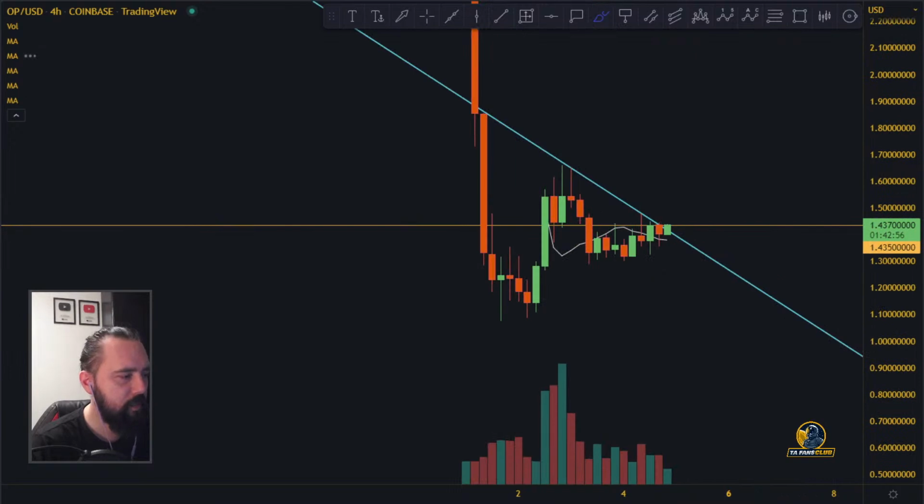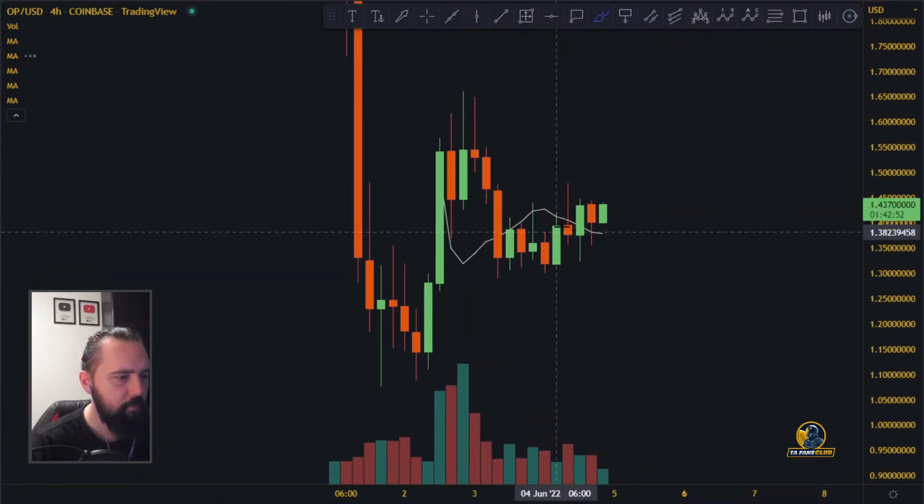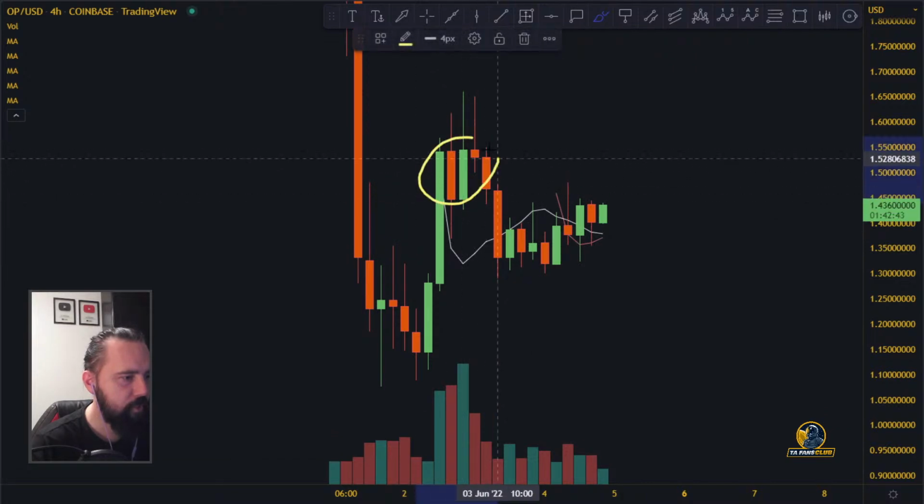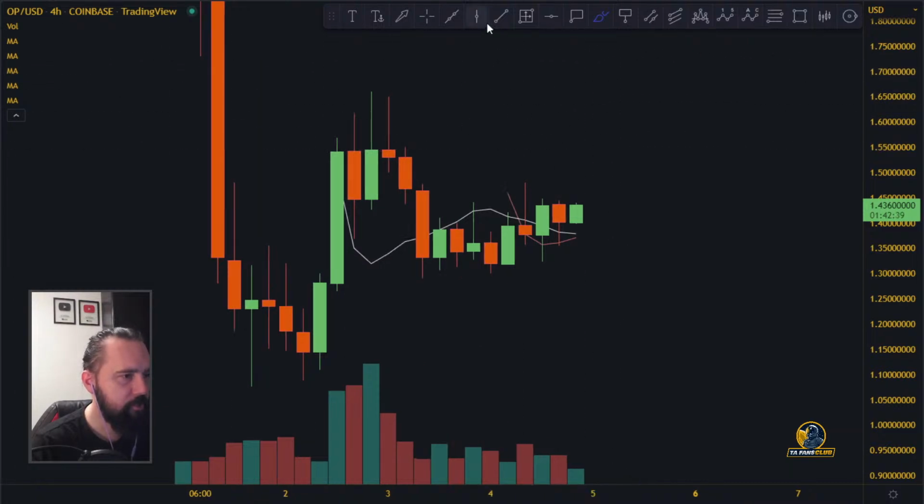Let's look at a 4 hourly time frame. It's above the 10 moving average up here very nicely. Bullish engulfing candle, over here, very nice. Up here as well, bullish engulfing candle up here. It looks more bullish than bearish.